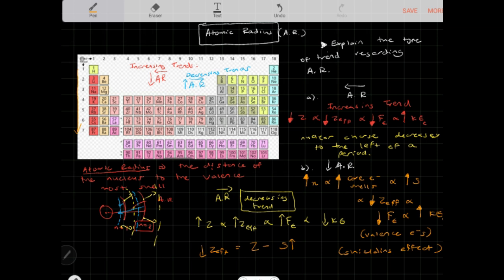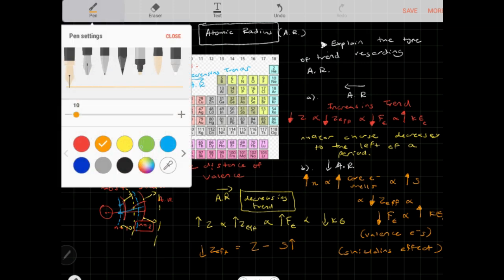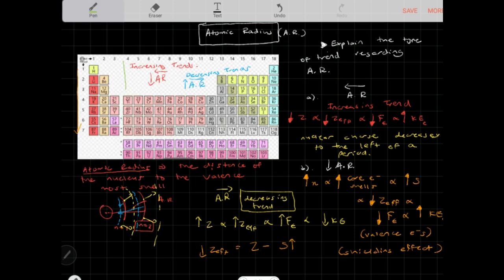Okay, so let's take a look at some examples. But what you need to understand is these two trends that I've highlighted out here. Make sure you understand these two trends for atomic radius. The increasing trend in red: atomic radius increases to the left of a period and down a group. The decreasing trend in blue: atomic radius decreases up a group and to the right of a period.